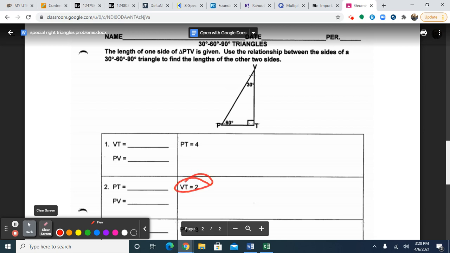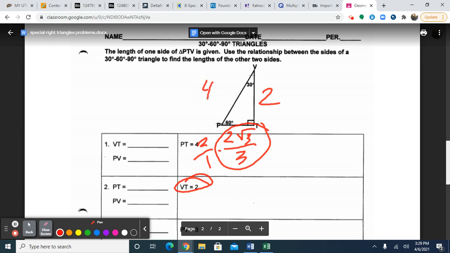The second question tells us 2. Now, what we need to do is put 2 next to square root of 3, and we're going to divide the entire thing by 3. If we can simplify that, then we do, but in this case, we can't. The longest side is going to be double the shorter side. So if we multiply this by 2, that means 2 times 2 is going to be 4, and the 3 on the bottom is going to stay the same. So the square root of 3. And that's for problem number 2.